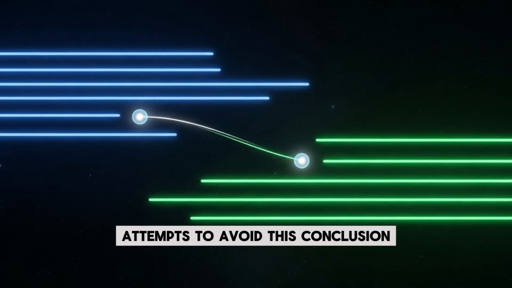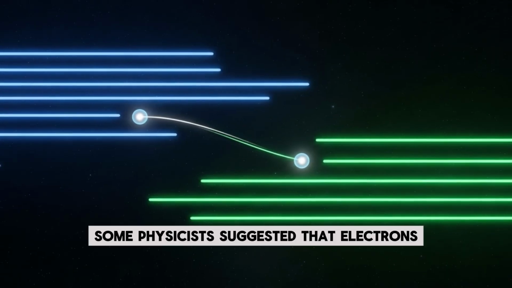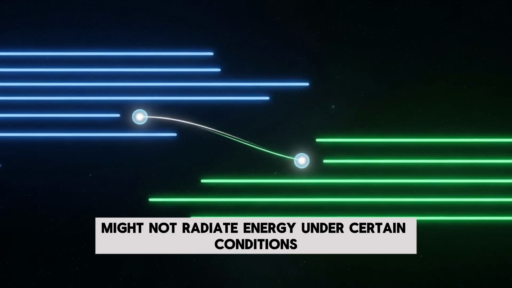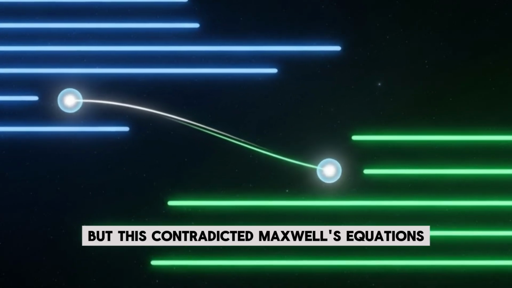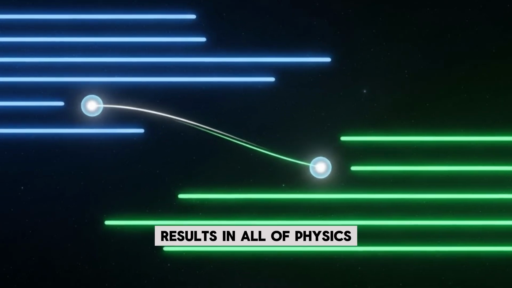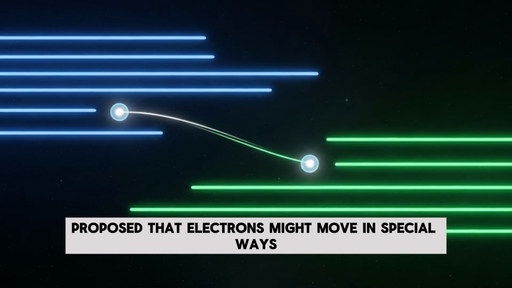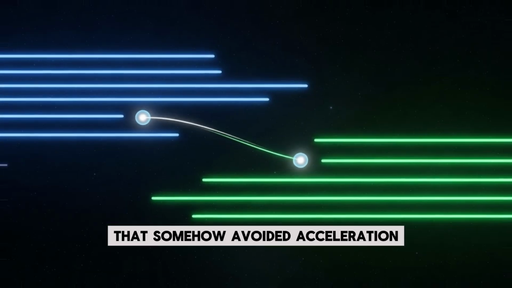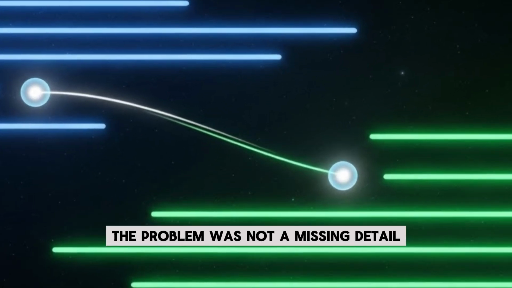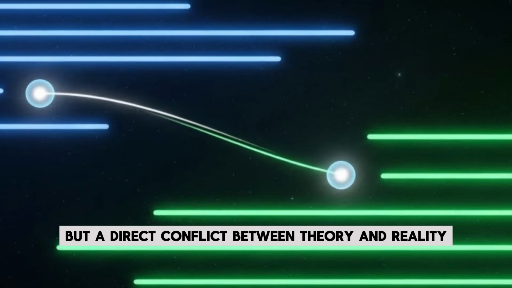Attempts to avoid this conclusion only made the situation worse. Some physicists suggested that electrons might not radiate energy under certain conditions, but this contradicted Maxwell's equations, which were among the most reliable results in all of physics. Others proposed that electrons might move in special ways that somehow avoided acceleration, but no such motion was consistent with known forces. The problem was not a missing detail, but a direct conflict between theory and reality.